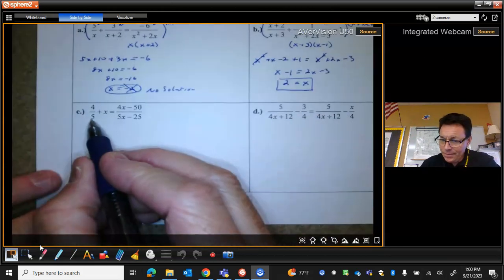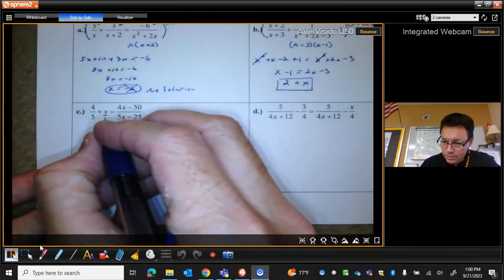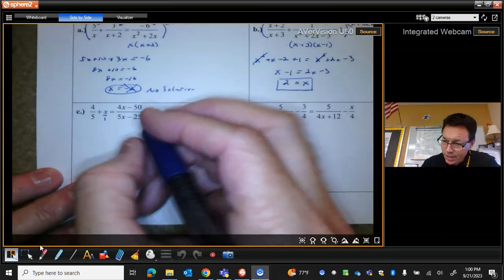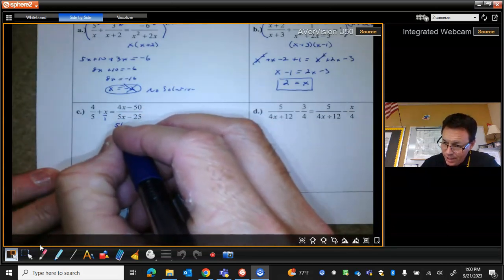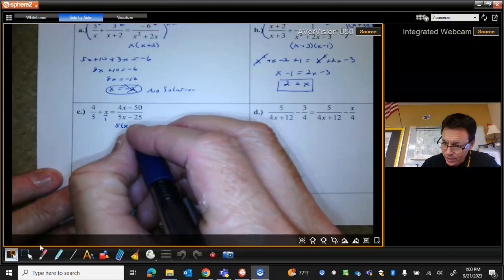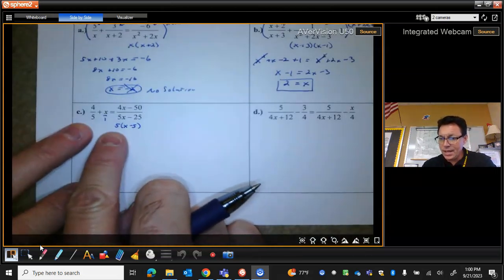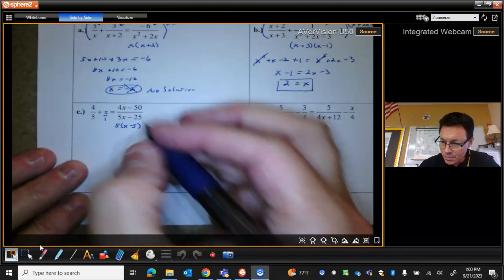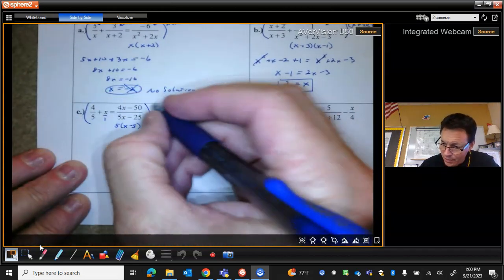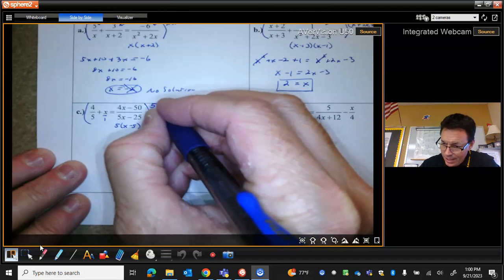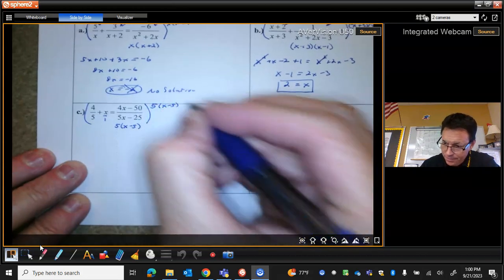I've got a 5. I've got nothing. I've got a 1 here. That's just a 1. And then I've got this 5x minus 25, which is actually 5 times x minus 5. All right, so this is my common denominator. That has a 5, but this also has this extra x minus 5. So I need to multiply everything by 5 times x minus 5.